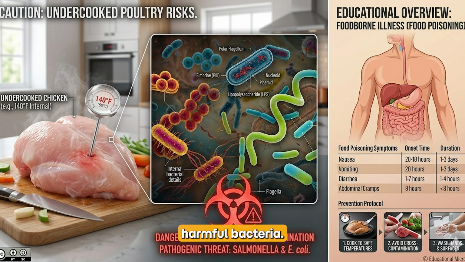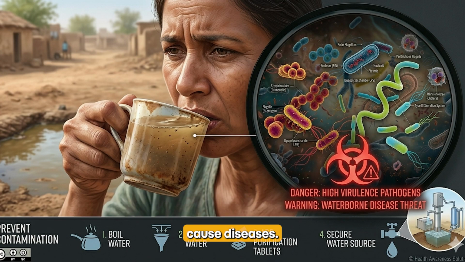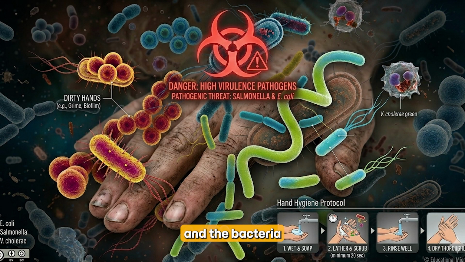The second type is harmful bacteria. These bacteria cause diseases. Examples include E. coli, Salmonella, and the bacteria that cause cholera.